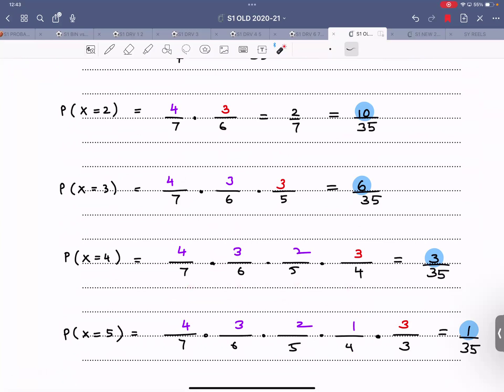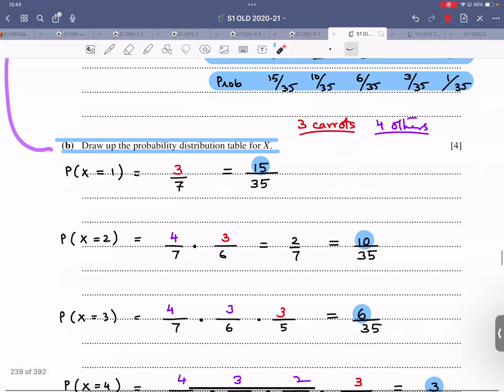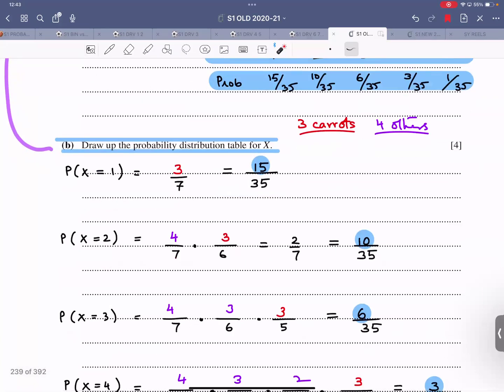And since there are 4 cans of anything else, the possibility will go till the last attempt, the 5th attempt. That is 7, 6, 5, 4, 3. I have used red color for carrots. I have used purple color for any other. So therefore, look at the working.